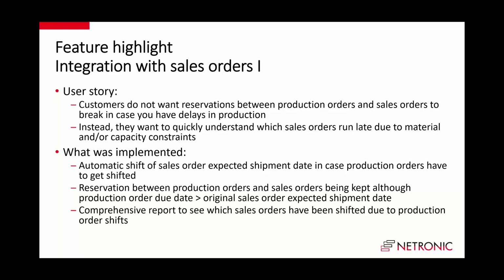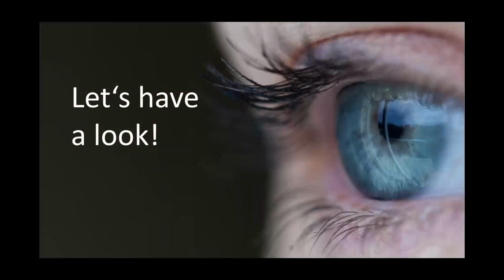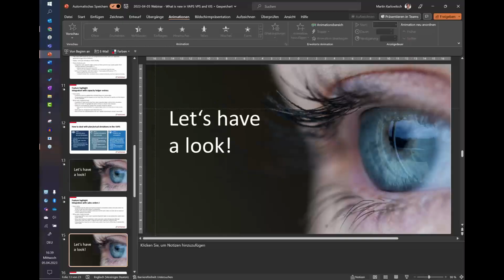And then we created a new document type that we call the reservation shift entry. Based on this new data type, we can actually run a report to see which sales orders have been shifted due to production order shifts. I know that this was a lot of theory. You are cordially welcome to join me in 3 weeks for another webinar where I will go into much more theory. But for now, I again want to quickly show you how this looks.